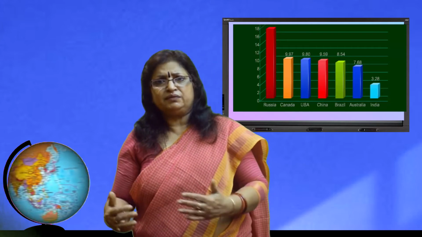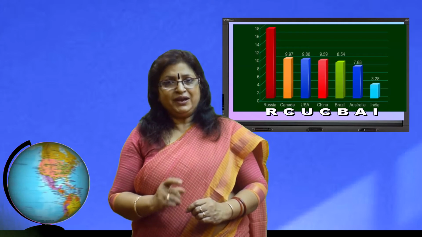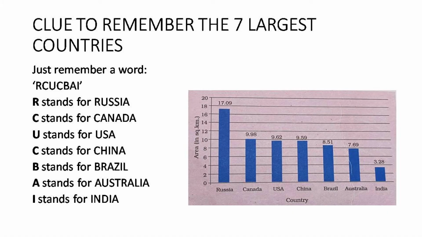So, how to remember? It's so difficult to remember all the names of the countries. Suppose your friend asks how to remember all the 7 largest countries. You can tell them a very simple clue: RCUC, BAI. R stands for Russia, C stands for Canada, U stands for USA, C stands for China, B stands for Brazil, A stands for Australia, and I stands for India.